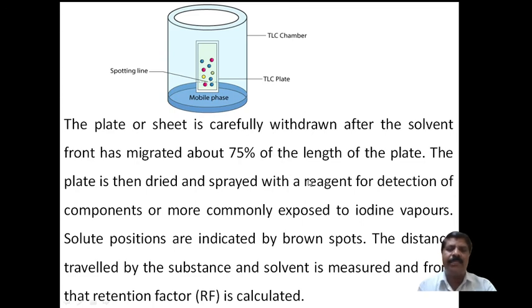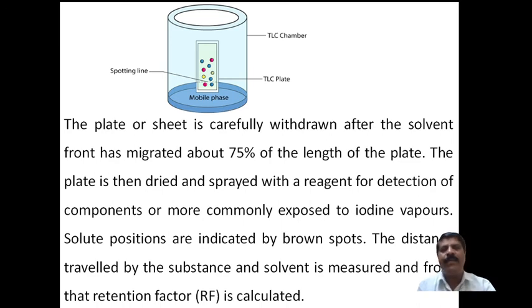And after development the spots are not visible. Therefore, you have to apply the iodine vapors. The plate should be kept in an iodine chamber. Then brown color spots will develop, and that indicates the number of spots.